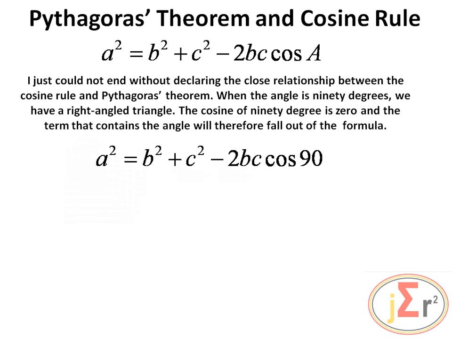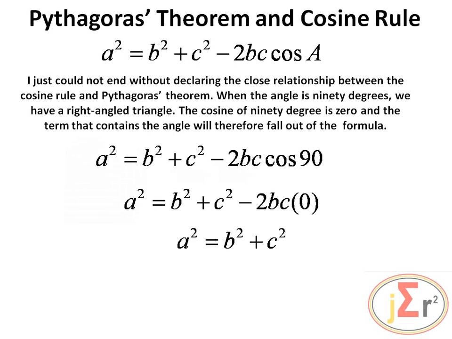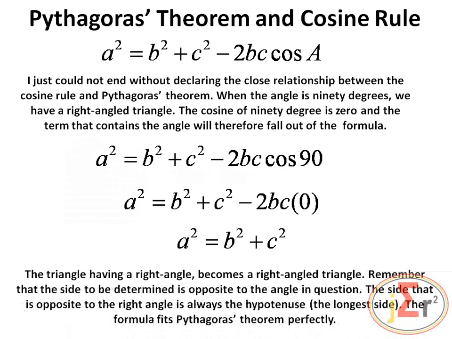So we have, if the angle is 90 degrees, so we are going to have cosine 90. Cosine 90 is 0, so 2bc times 0 is 0. So there's no term right there. So we're left with a squared is equal to b squared plus c squared. The triangle having a right angle becomes a right angle triangle. Remember that the side to be determined is opposite to the angle in question. The side that is opposite to the right angle is always the hypotenuse, the longest side. The formula fits Pythagoras' theorem perfectly, what we have just said.